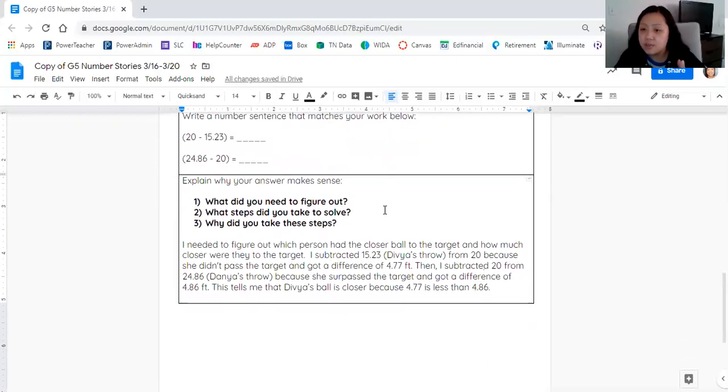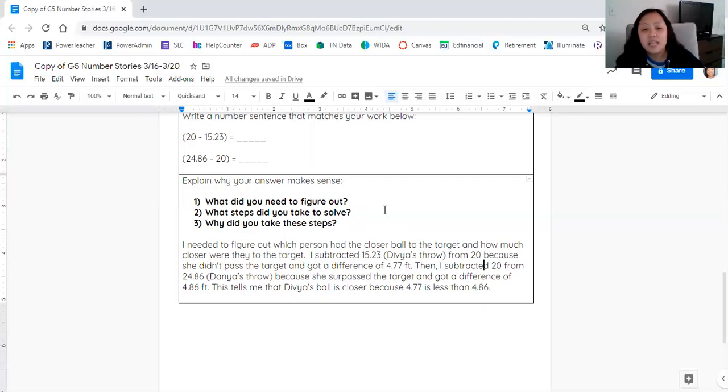Now we're going into the steps that we saw. So I subtracted 15 and 23 hundredths, Divya's throw, from 20 because she didn't pass the target and got a difference of 4 and 77 hundredths feet. Then I subtracted 20 from 24 and 86 hundredths, which was Danya's throw, because she surpassed the target, meaning she went past where the middle is, and I got a difference of 4 and 86 hundredths feet.